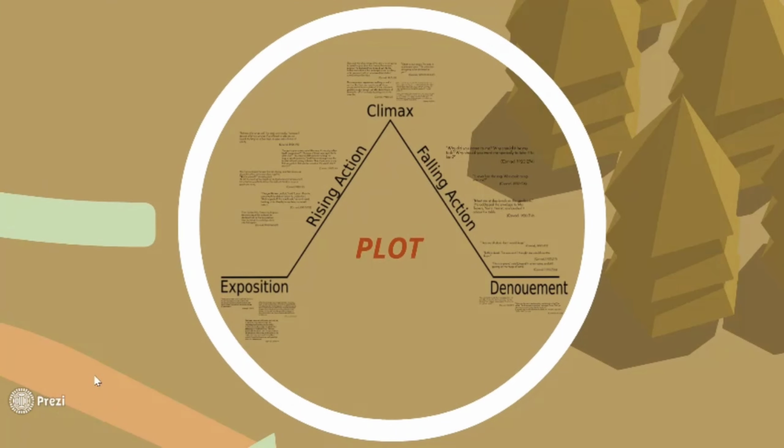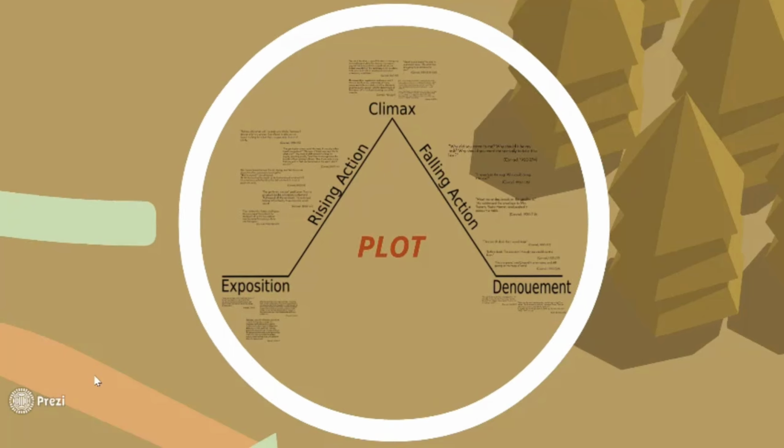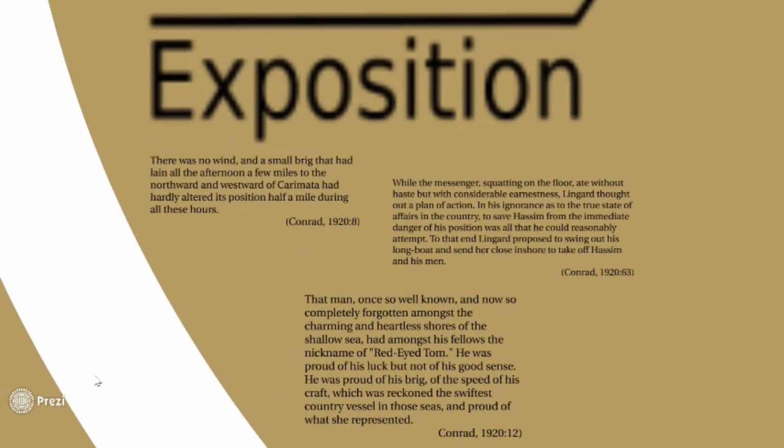Plot. Plot is the literary element that describes the structure of a story. It shows the arrangement of events and actions within a story. There are 5 types of plot. First is exposition. This part is when the main character is introduced and also the introduction of the problem in the story. Here are some quotations that support the action.